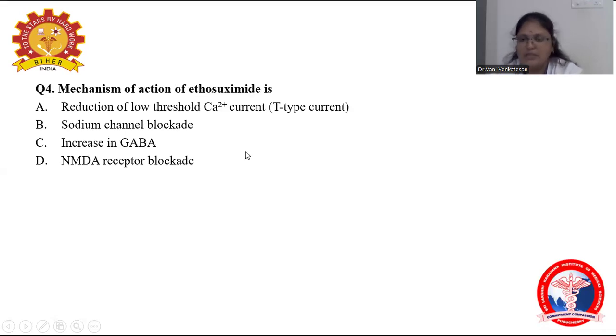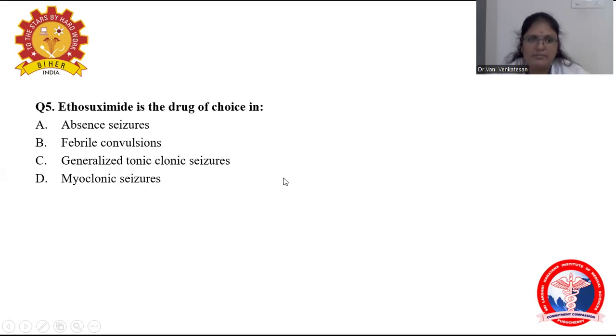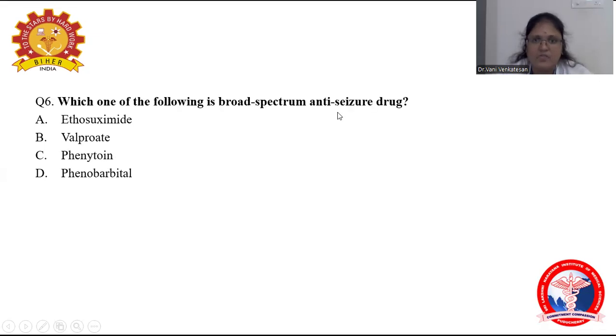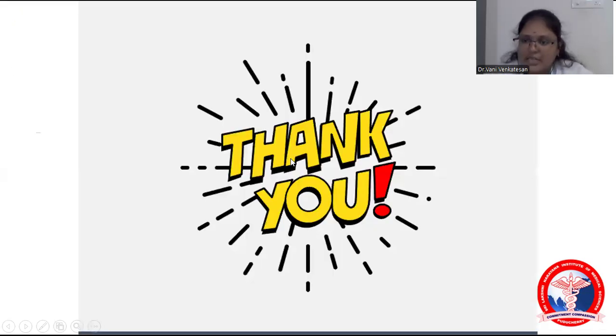Mechanism of action of ethosuximide. This is very easy to remember. There are only 3 drugs which act on the calcium channel. One common drug is ethosuximide. The other drug is sodium valproate. They raise the threshold of T-type calcium current across the cell membrane. And this is also a very easy and very important question: ethosuximide is the drug of choice for absence seizure. Which of the following is a broad spectrum anti-seizure drug? We already know the answer, right? The answer is sodium valproate.